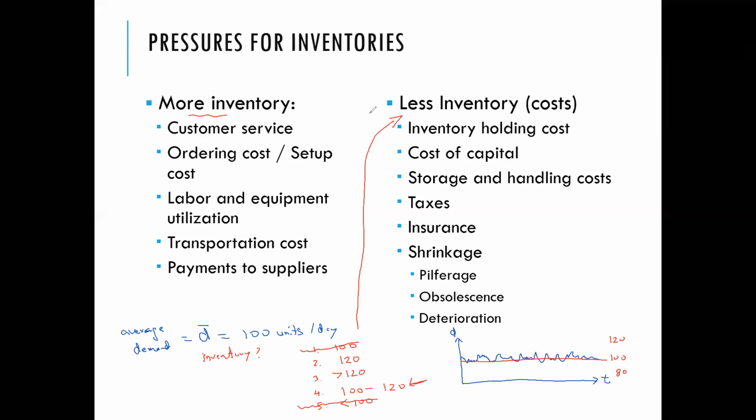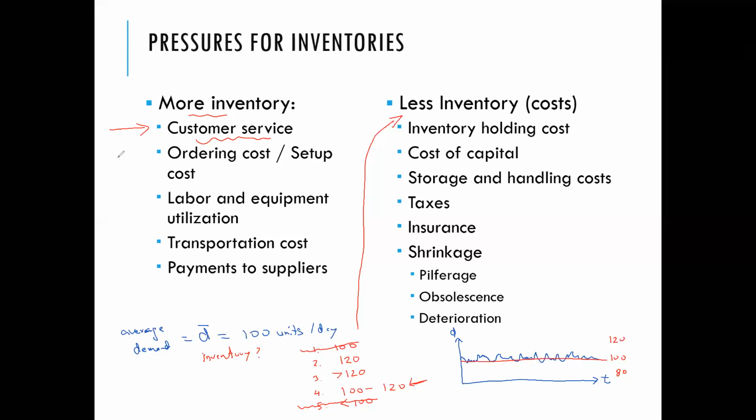Now, coming back to what we have on the slide, there are always pressures for more inventory, and predominantly that pressure comes from customer service. Salespeople or marketing people want as much inventory as possible, because a typical salesperson would say, you know what, the demand has not gone beyond 120, but what if the demand goes beyond 120? I don't want to lose those customers as well. So predominantly firms want to have more inventory from a customer service perspective, because they want to serve customers.